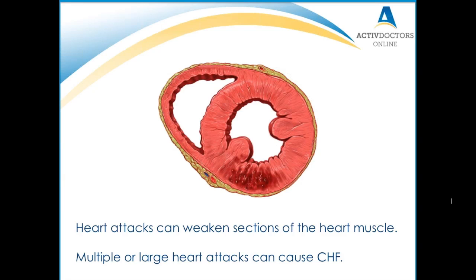So what other things can cause heart failure besides having heart attacks? We'll see on the next slide.